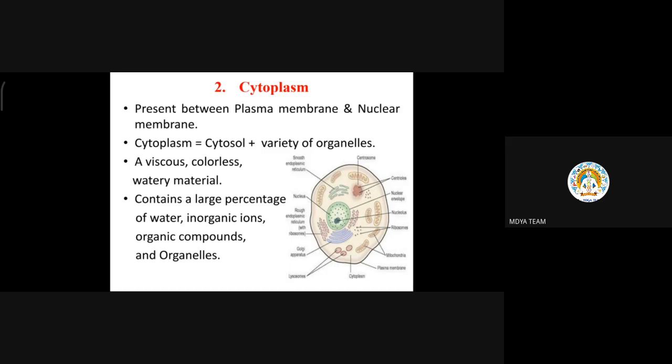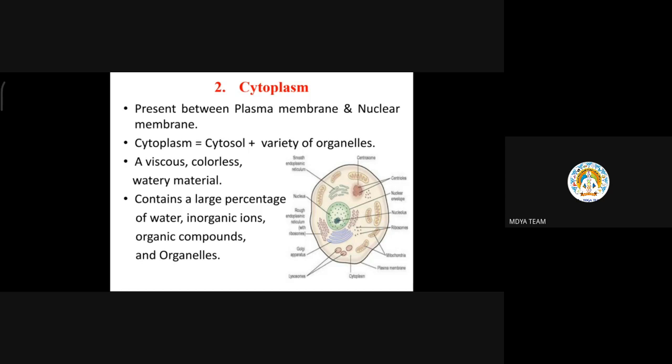So this cytosol is also viscous and dense, not just like water. It is somewhat denser than water, and it is colorless, and it contains a large percentage of water, inorganic ions, organic compounds, and organelles. So what does it contain? Water plus inorganic ions, some organic compounds, and organelles.